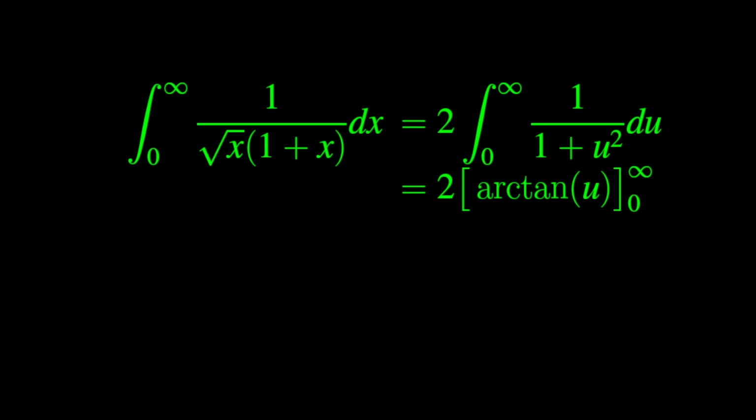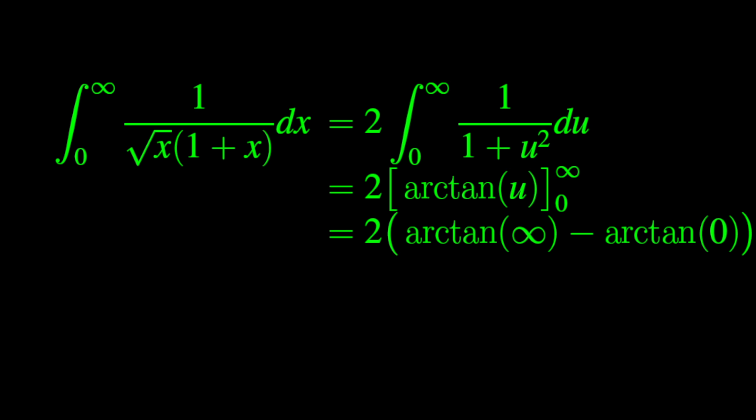We all know that the antiderivative of 1 over 1 plus u squared is the arctangent of u plus a constant of integration c. So our integral is equal to 2 times the arctangent of u evaluated at 0 and infinity, which is equal to 2 times the arctangent of infinity, minus the arctangent of 0. Recall that the arctangent of infinity is pi over 2, and the arctangent of 0 is 0. In sum, the value of the integral from 0 to infinity of 1 over square root of x times 1 plus x dx is equal to pi.